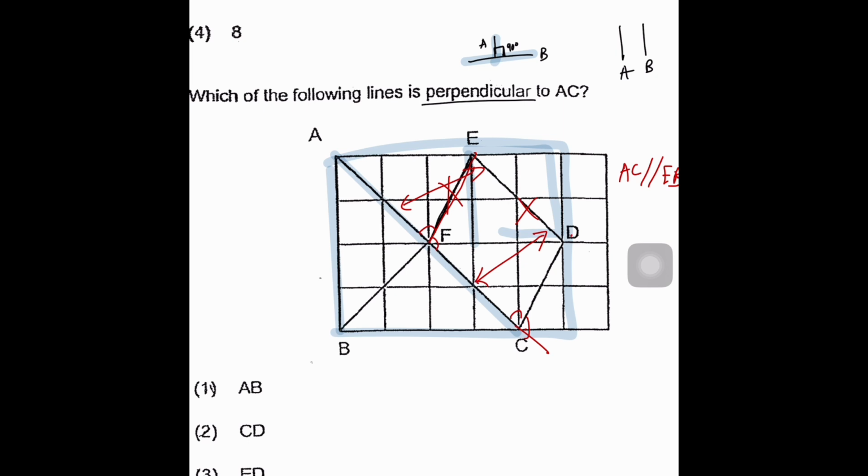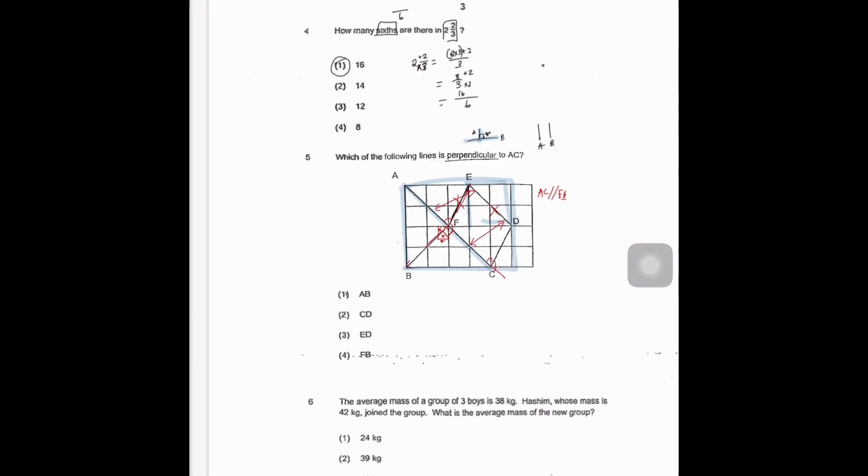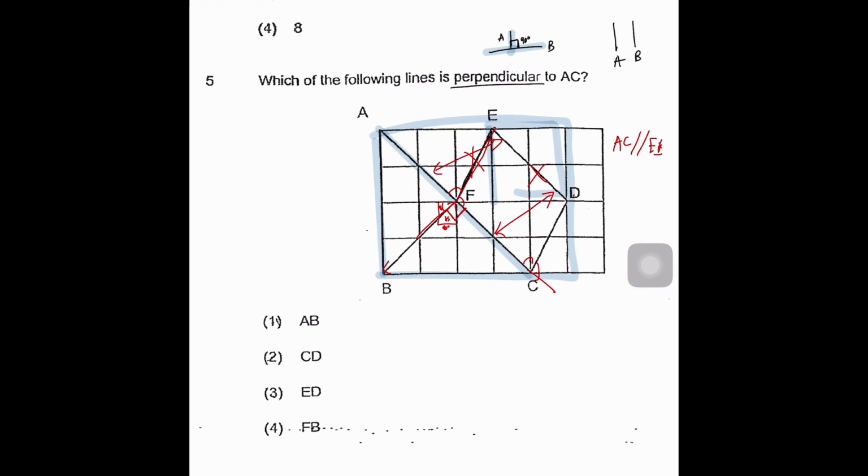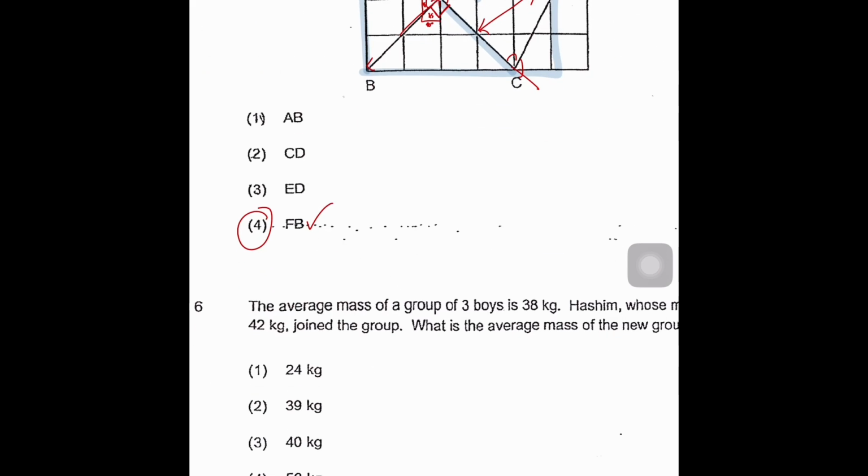So now the final line will be BF. This over here is a right angle, because if you see, this is a square, right? So this would be 90 degrees. If you cut a square in half, this would be 45 and this would be 45, and two 45s make 90 degrees. Okay, so AC is perpendicular to BF, so FB. So the answer is 4.